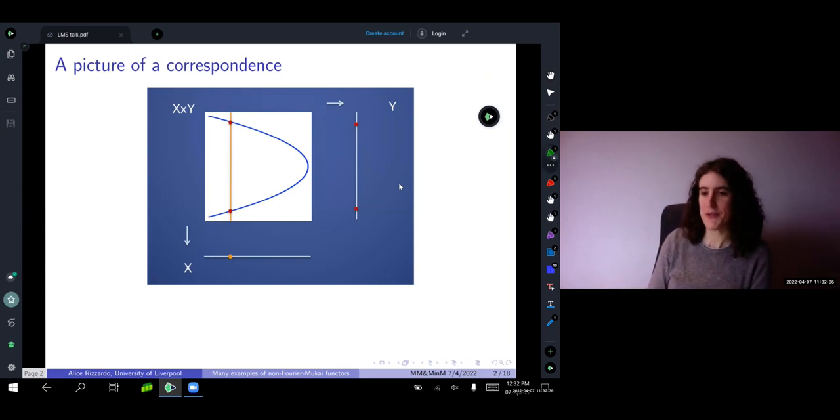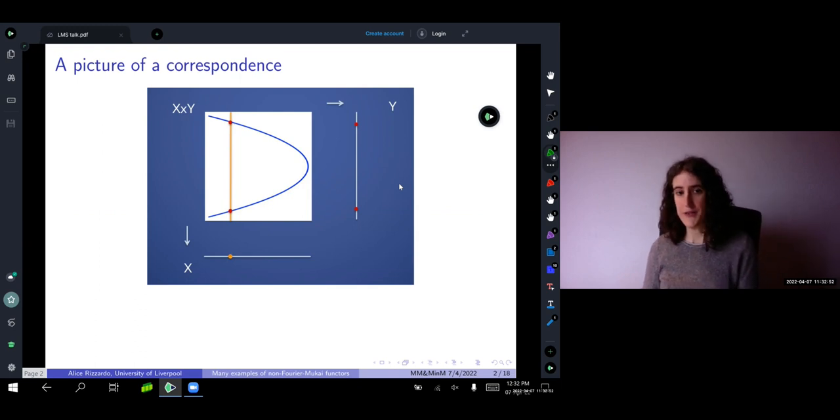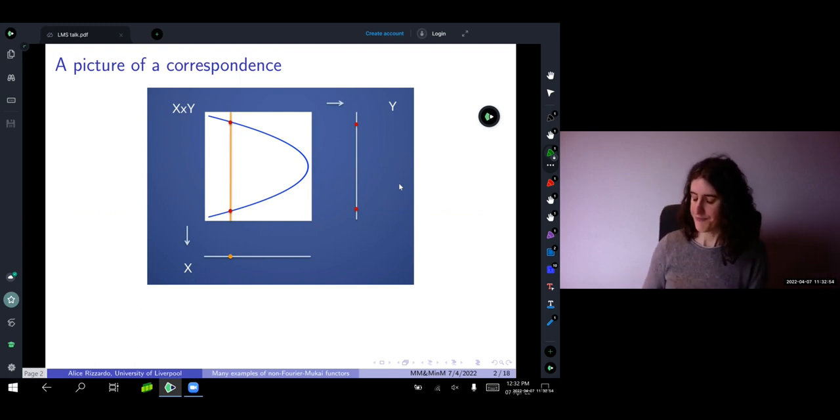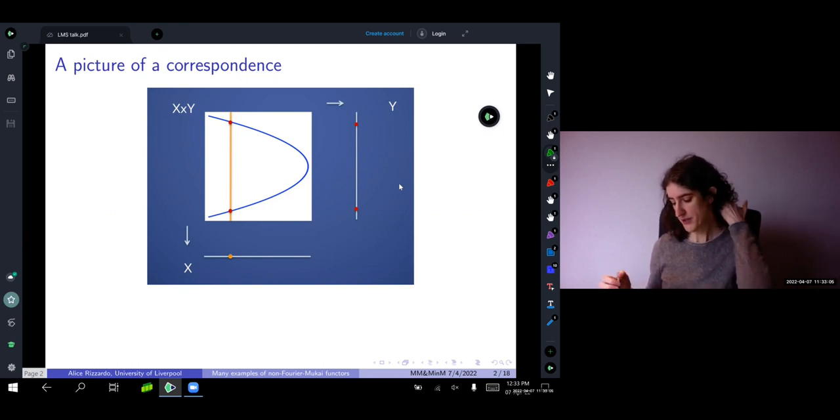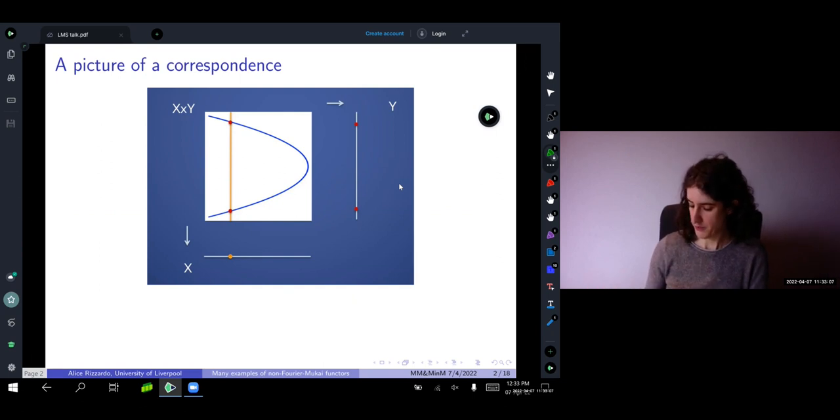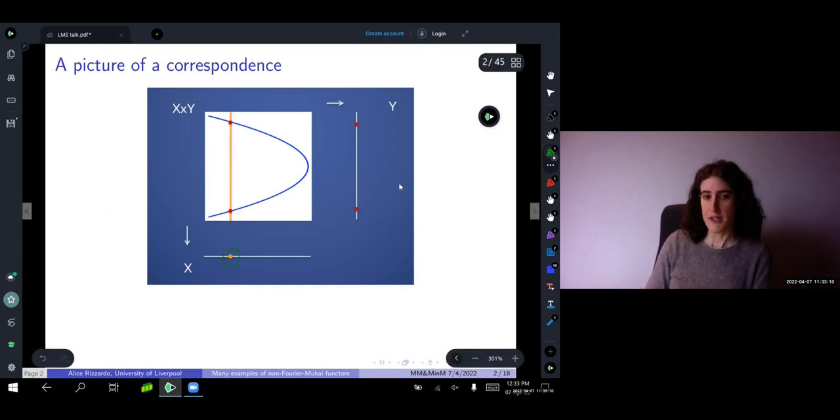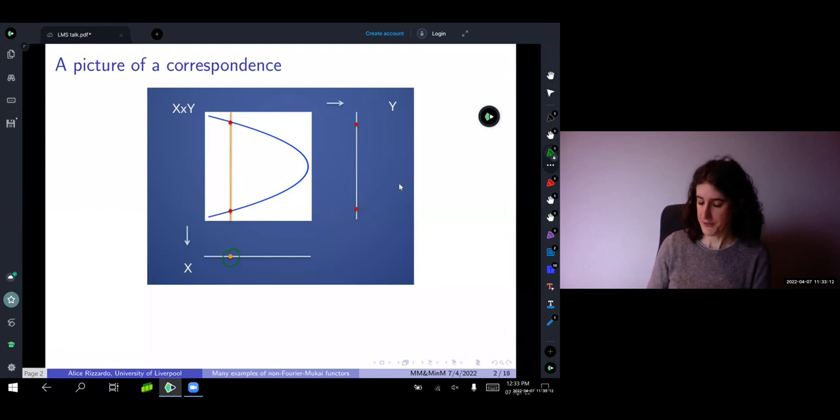So here's a picture. This is a picture of a correspondence, which is a very classical operation in algebraic geometry. So we have two varieties X and Y, and their product, X cross Y. And in their product, I've drawn a subvariety, which is the blue parabola. And so what the correspondence does is the following operation. So we start with a point on X, or more generally, a cycle on X.